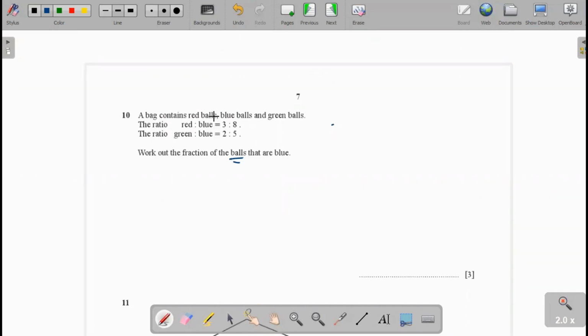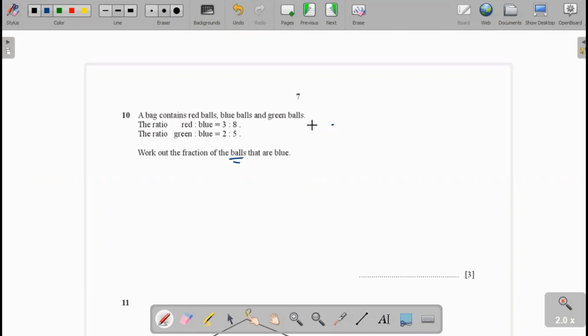The bag contains red balls, blue balls, and green balls. The ratio of red to blue is 3 to 8. The ratio of green to blue is 2 to 5. Work out the fraction of the balls that are blue. We have to find the number of blue balls out of the total balls.